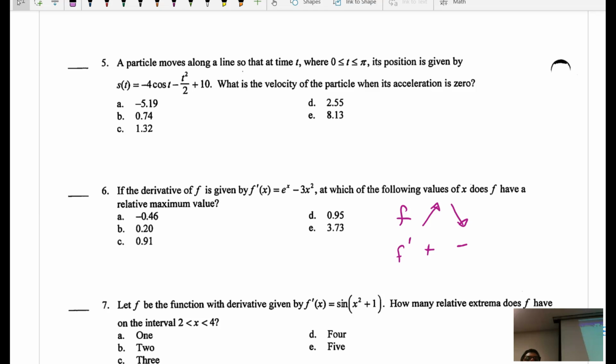So, what's the velocity of the particle when the acceleration is 0? What do we want to do here? Take the derivative twice. So this is the position function. We want the second derivative. Are we taking the second derivative and plugging in a number? So this one we have to take the derivative by hand. So we're going to differentiate what's s prime. Find the second derivative of this function.